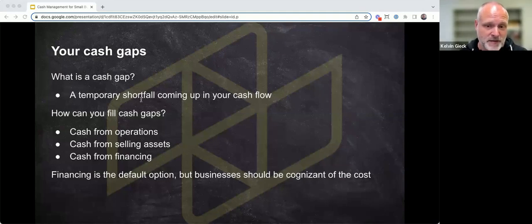Selling assets is an option, but it's not likely desired because of the negative impacts it could have on your future earning potential, as well as trying to sell stuff in a distressed state is not necessarily the best in terms of maximizing your dollar value. So essentially most people, the third lever for cash management here is typically financing.